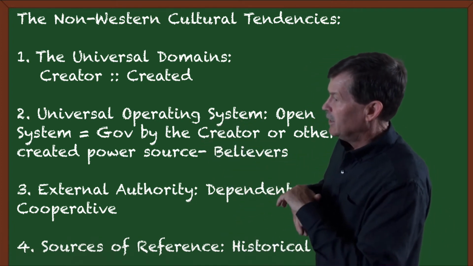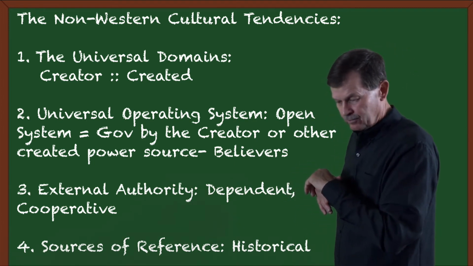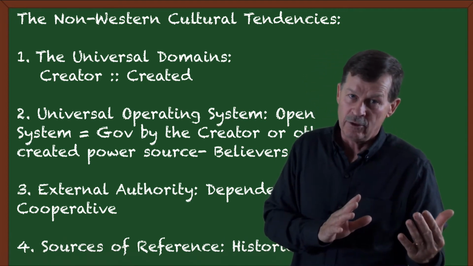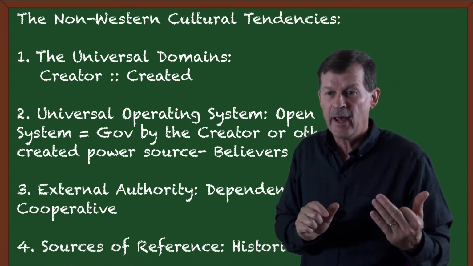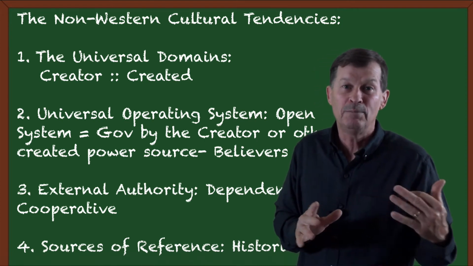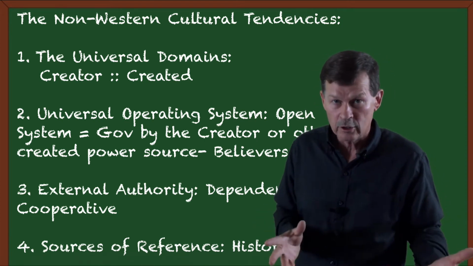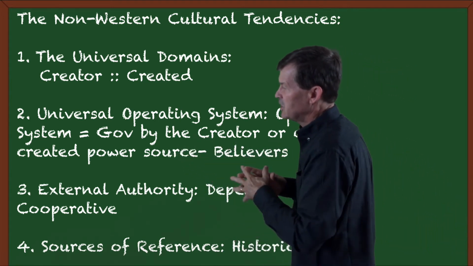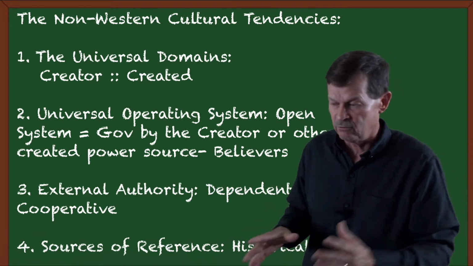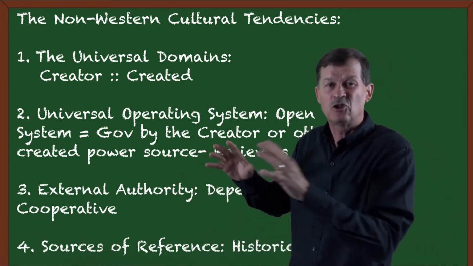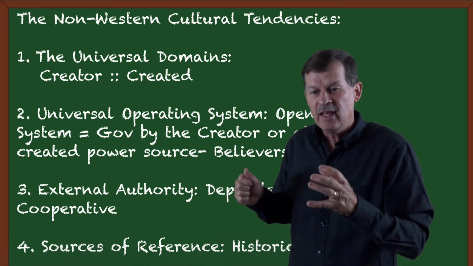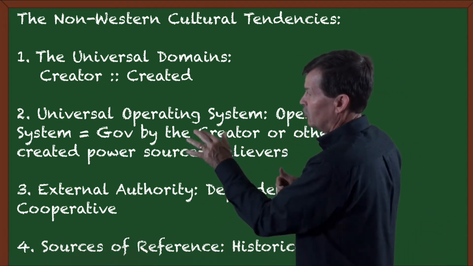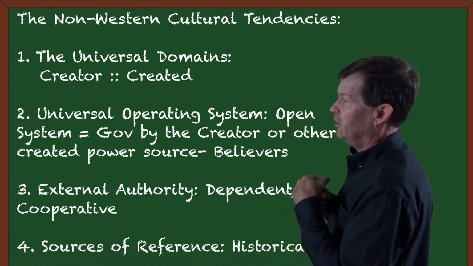Number four, the sources of reference. Their sources of reference, compared to the other thinking patterns. The other thinking patterns include the Greek mythology, the allegorical thinkings, the fictional writings. In this case, the non-Westerners are very historical, very concrete-based, historically minded. So they compare everything to what they've experienced. And so their sources of references are historical.